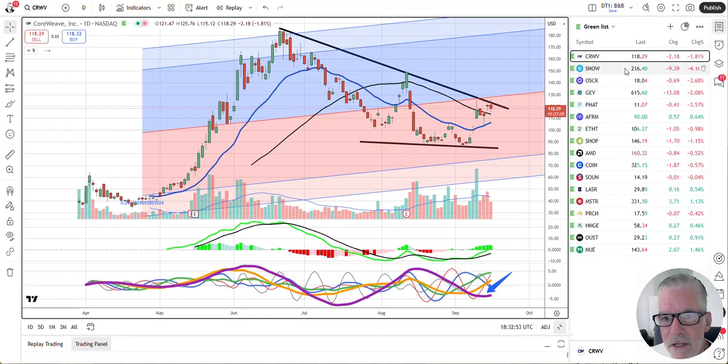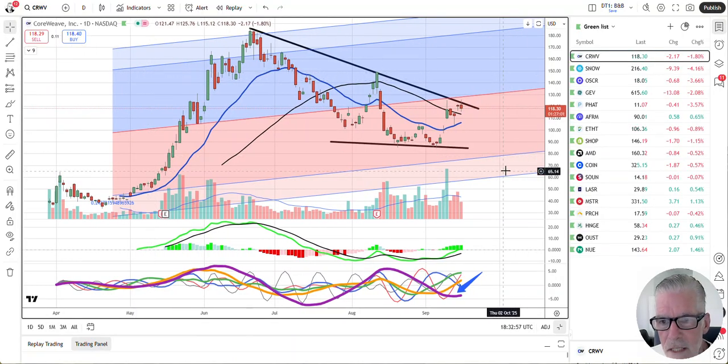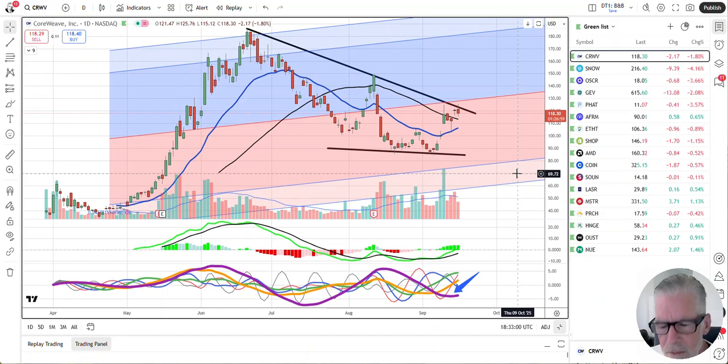Let's start with CoreWeave. So we are long CoreWeave in, I think, both rooms. We've got some unofficial calls on in CoreWeave in the options room, and we're still in some shares of CoreWeave in the live trading room. And I really like what's going on here.